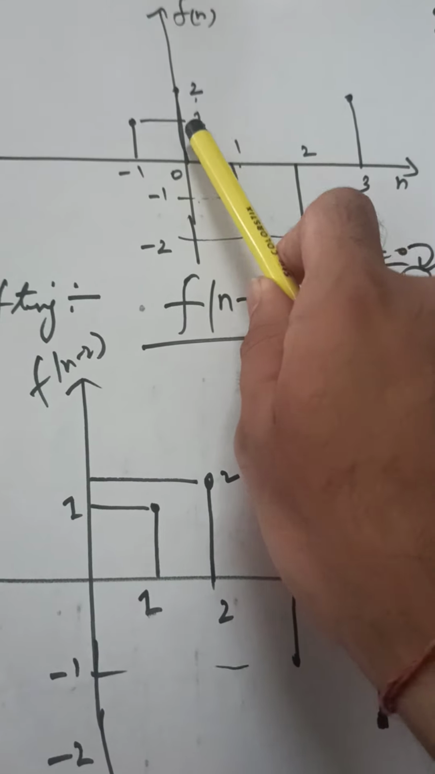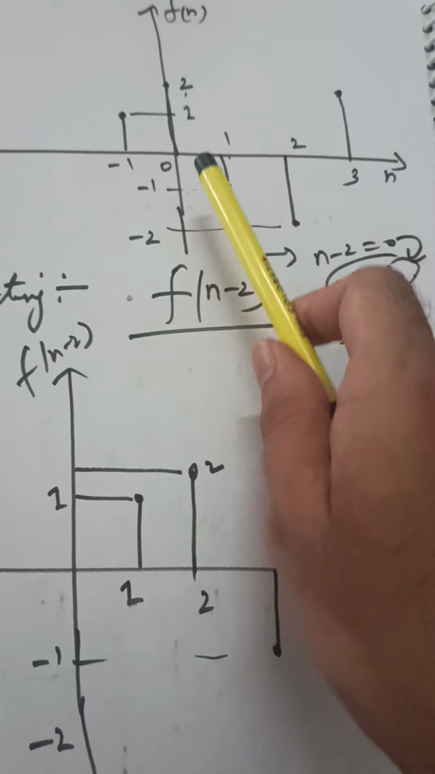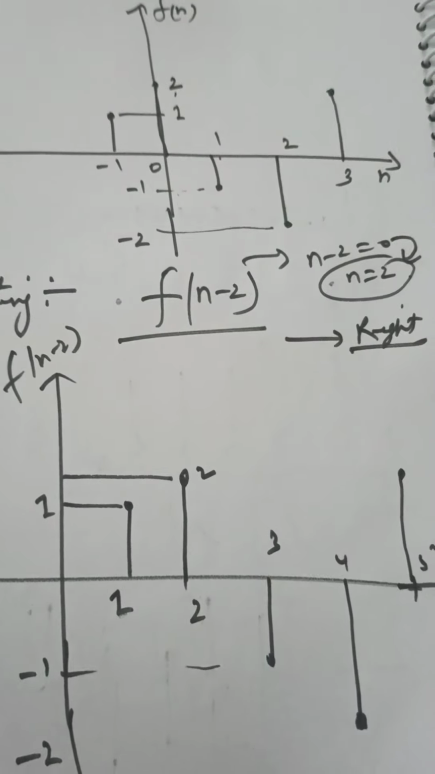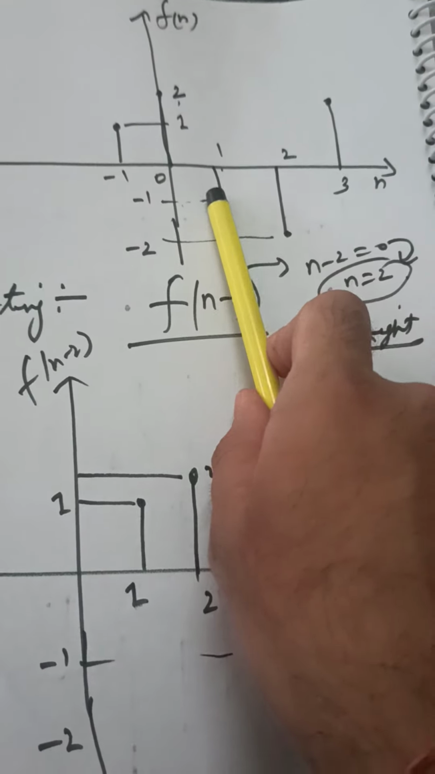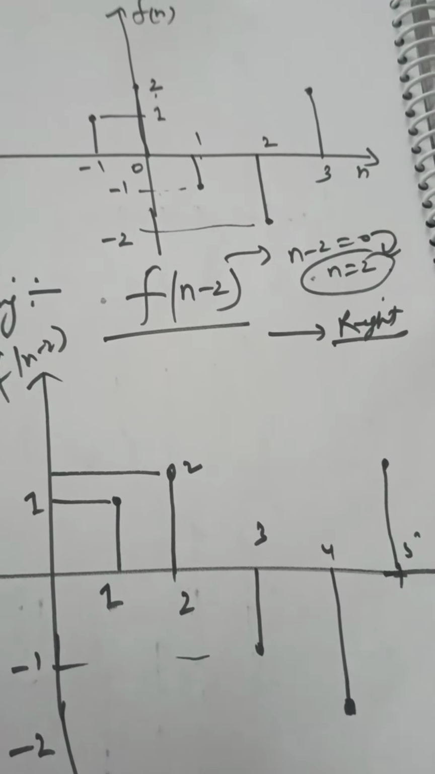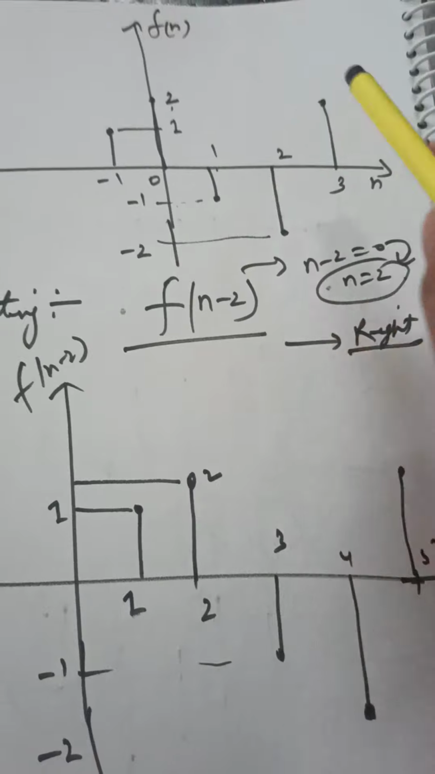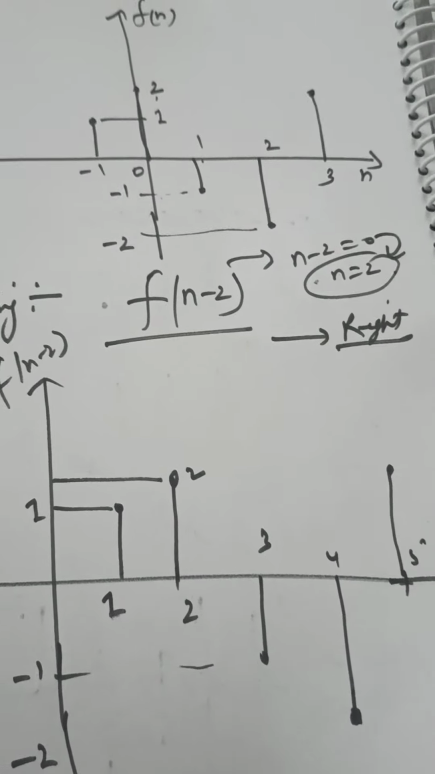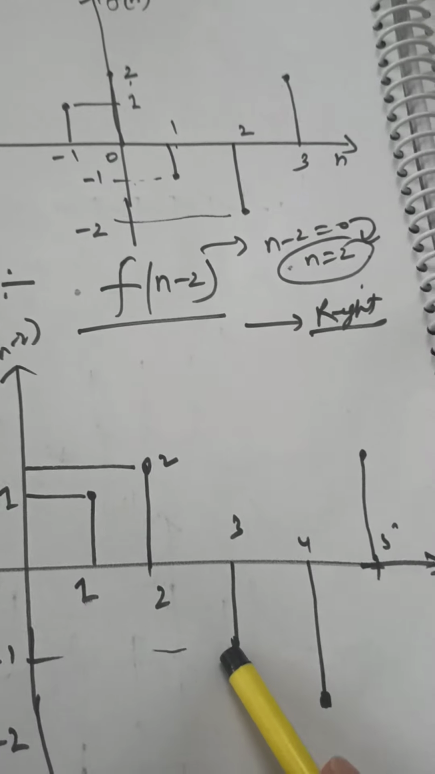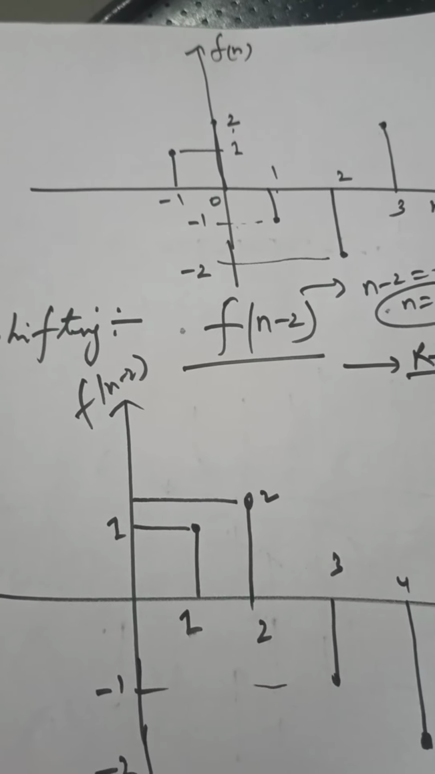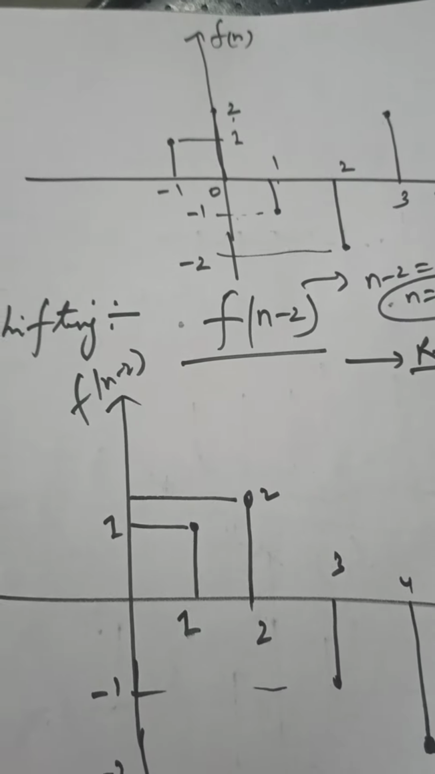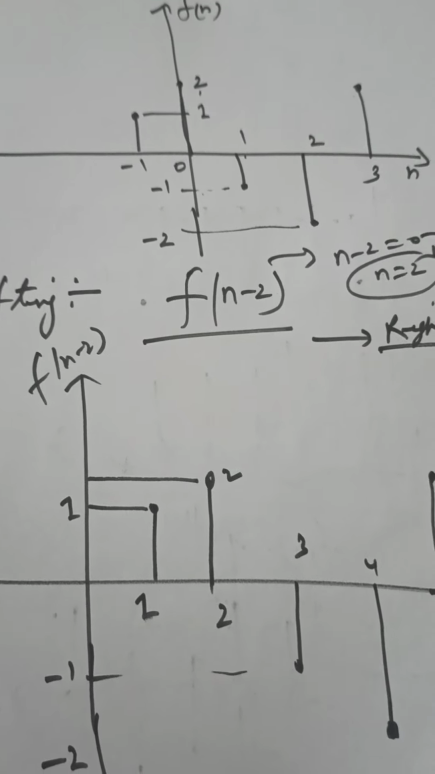The signal that is present at n equals to 0 will move to n equals to 2. Similarly, the signal that is present at 1 will move to 3. The signal that is present at 2 will move to 4. Are you getting it? So in totality, I can say that the whole signal has shifted by 2 in the right direction.